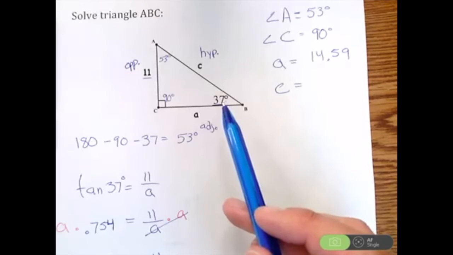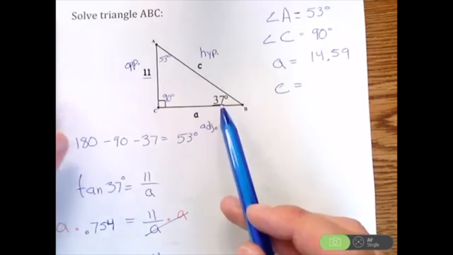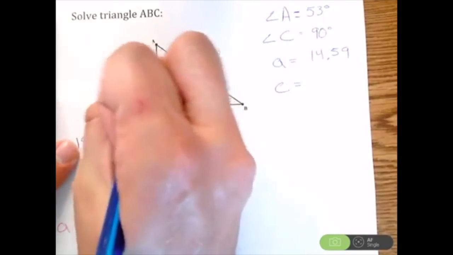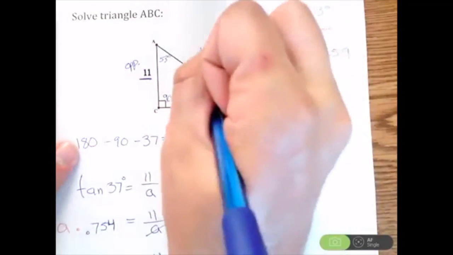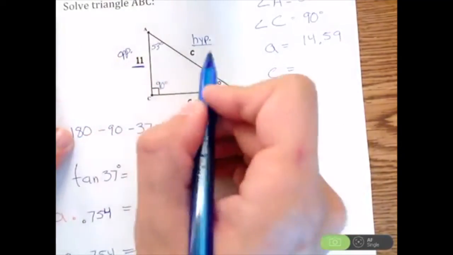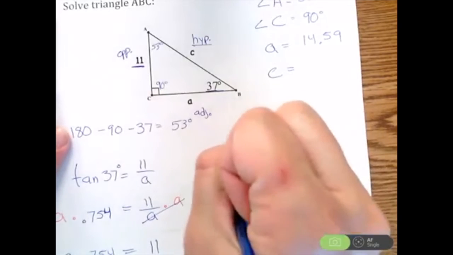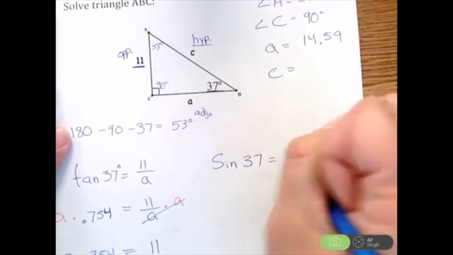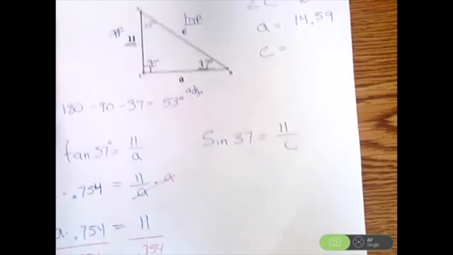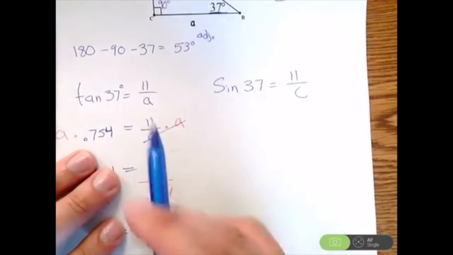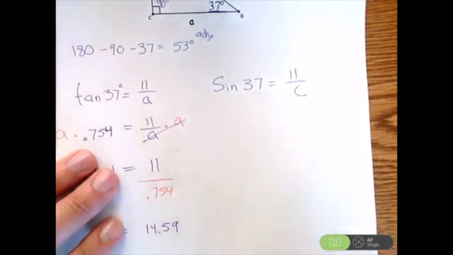Again, let's use what we were given, what we know for sure is correct. I'm dealing with an angle, an opposite side, and a hypotenuse. The trig function that uses an opposite and a hypotenuse is sine. So we're going to have sine of 37 equals 11 over c. You're going to find that the process of solving for c is very similar to what I just did, except I'm using sine instead of tangent.